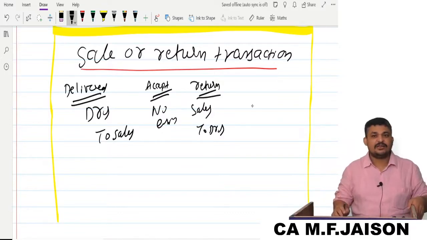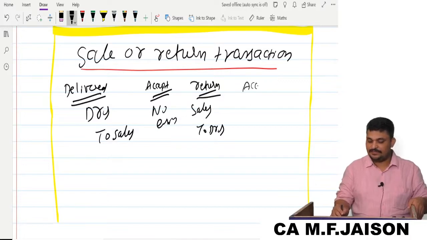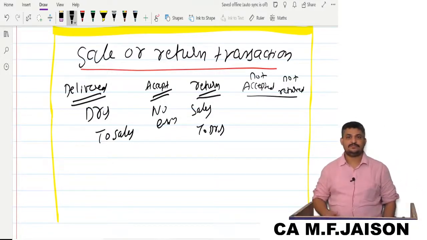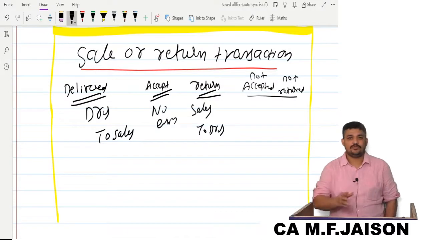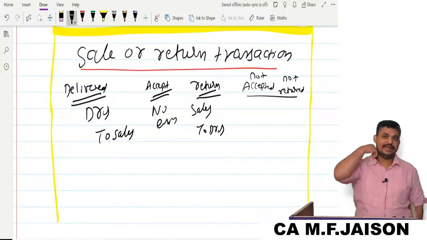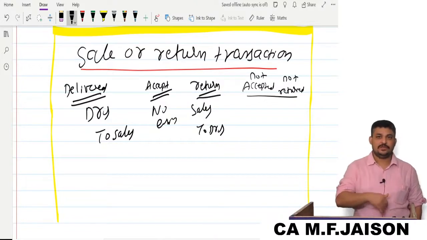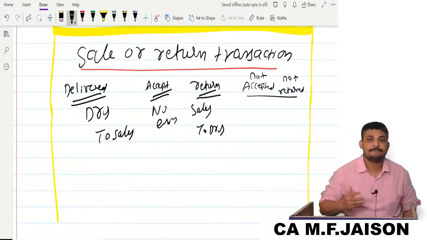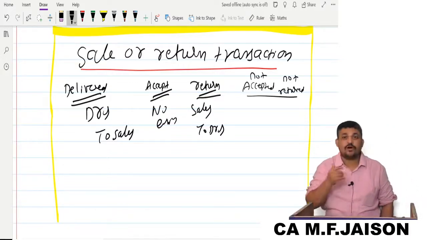Now there is another scenario possible. When I prepare my financial statements, they have neither accepted nor returned. Which means it is not sales yet, because the time limit is still there. I gave them 15 days' time, only 8 days are over, and we still have 7 more days. During the 7 days, they may accept or they may return. So in that scenario, what should I do?